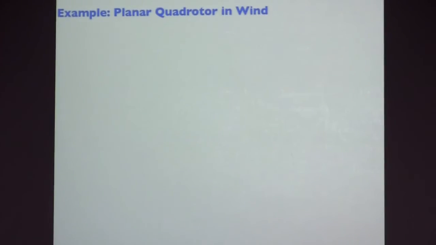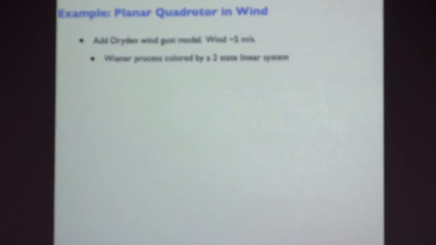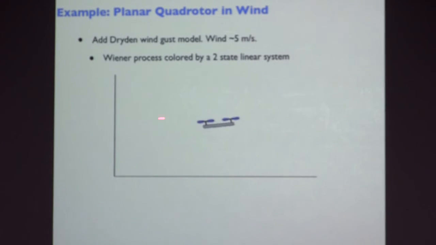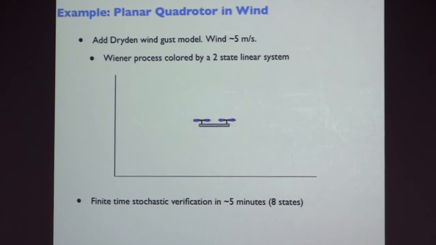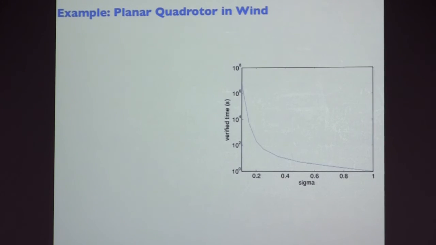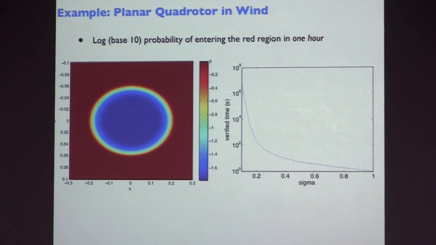Okay, so here's just an example. Take that quadrotor model, add some wind gusts to it, so now it's being buffeted by wind. And we ask the question: if I were to draw some region like this in six dimensions, can I bound the probability of leaving that region subject to this wind gust model? We ran this optimization, it took about 5 minutes for each state on our computer, and it gives bounds that I'm pretty happy with.